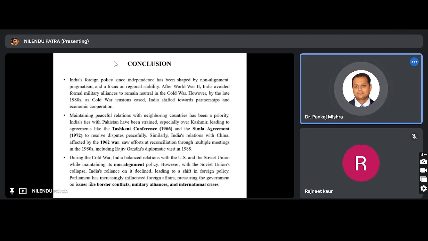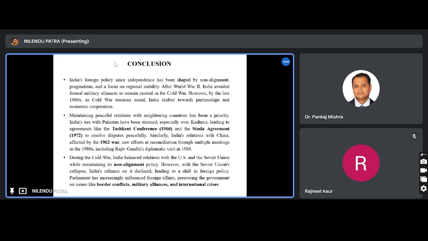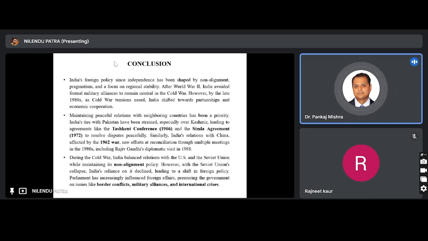If you want to explain the things in Hindi, that will be welcome, but proper explanation should be there. You just take the reference of your slide.